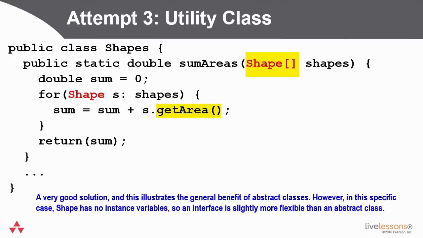However, in Java 8, interfaces are even more flexible than they were in Java 7. And as we'll see in the next section, you can implement more than one interface, but you can't directly extend more than one class, whether it be an abstract class or otherwise. And so since our abstract shape class didn't have any instance variables, it actually would be slightly more flexible in this case to use an interface rather than an abstract class.